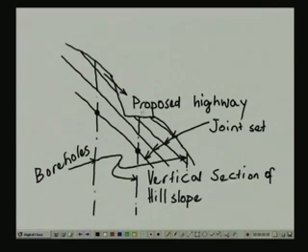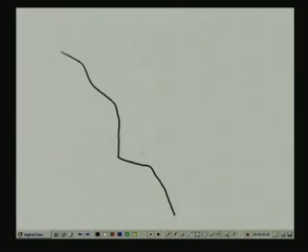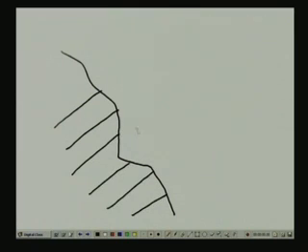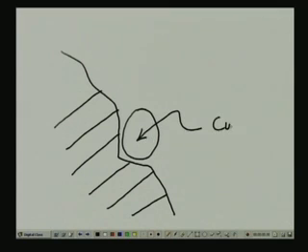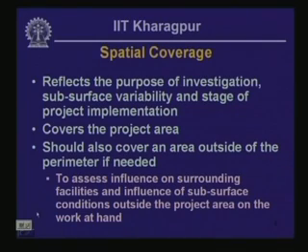facility proposed here. Instead, what we also learned earlier is that a preferable orientation of the joint set would be like this. If the joints were oriented like this, and you have a steep cut at this location, then the cut is going to be relatively more stable. So, these considerations are verified from having a well laid out subsurface investigation plan.